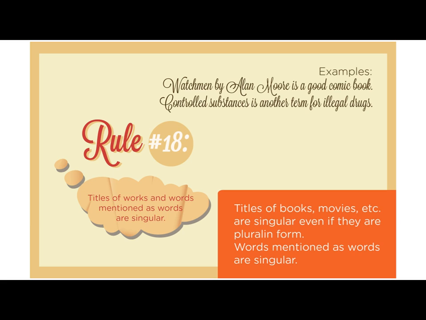The second sentence, controlled substances is another term for illegal drugs. It's a term, it's a word. Controlled substances is a word. That's why we are using here a singular verb is.